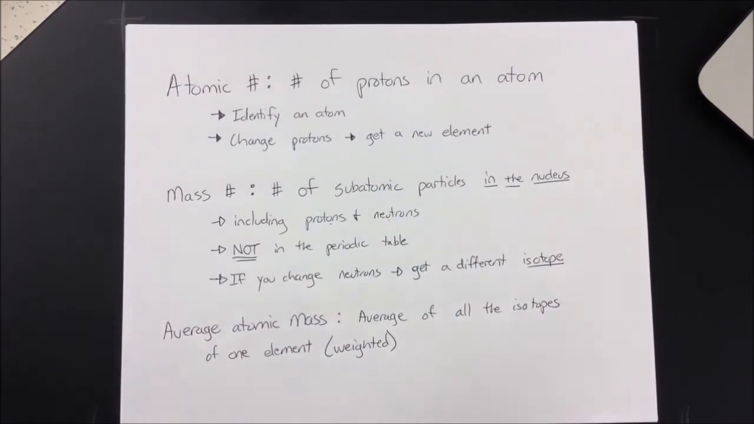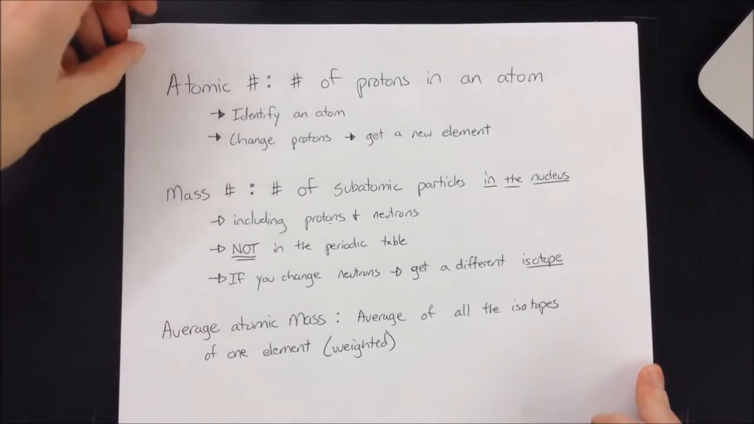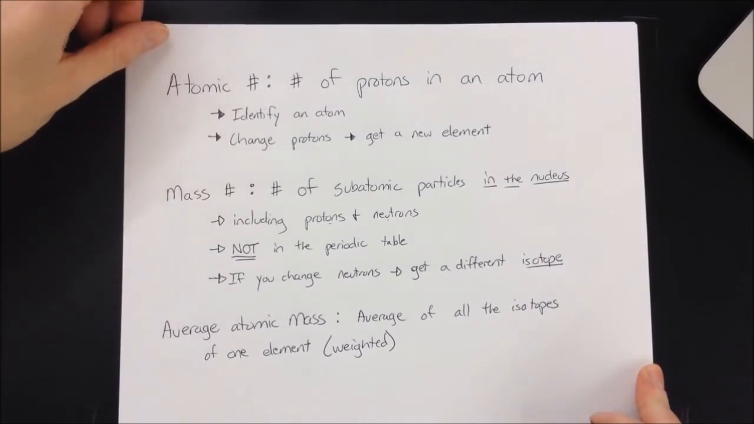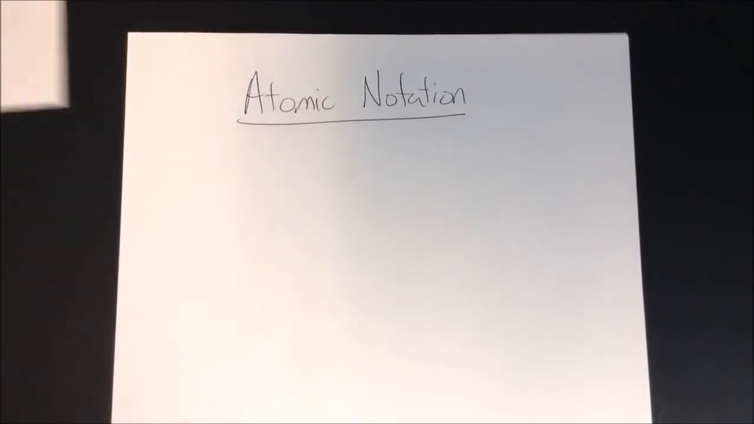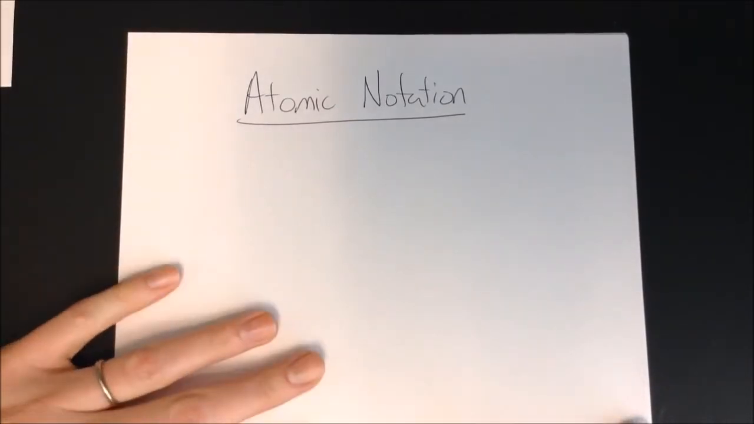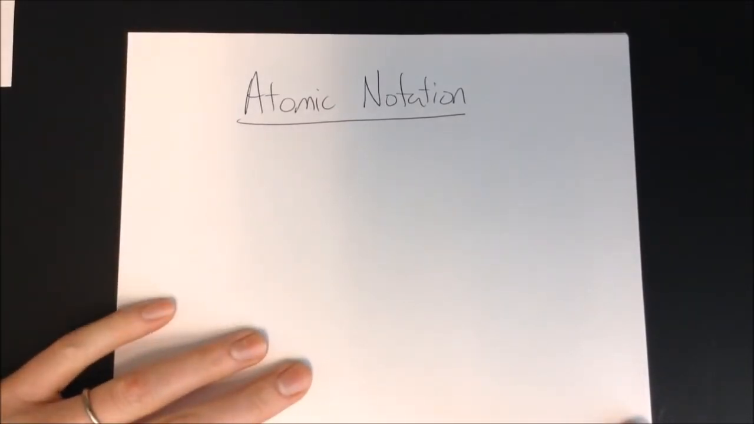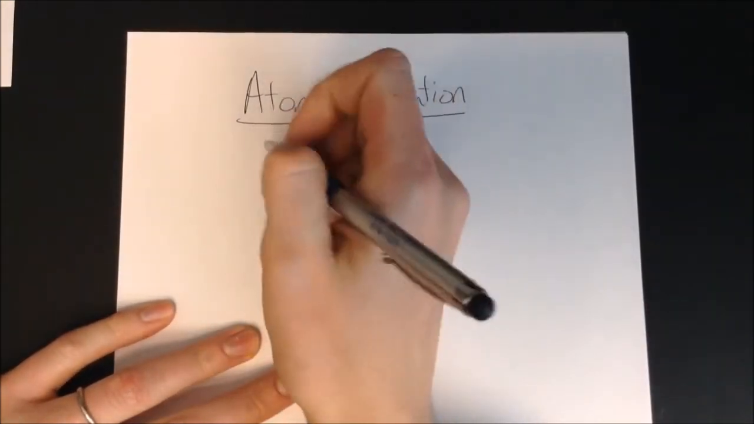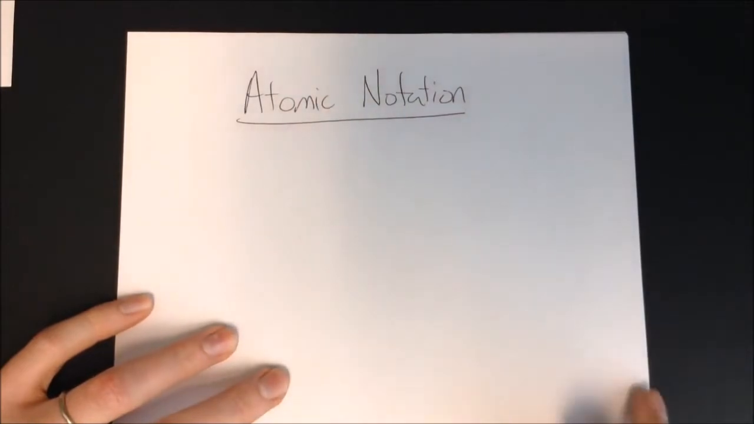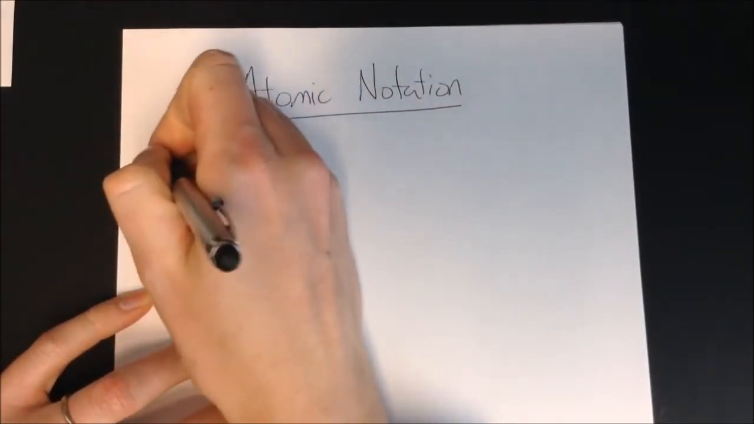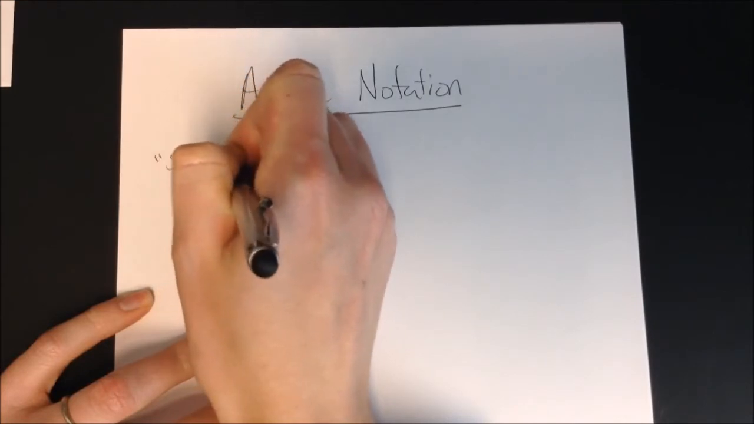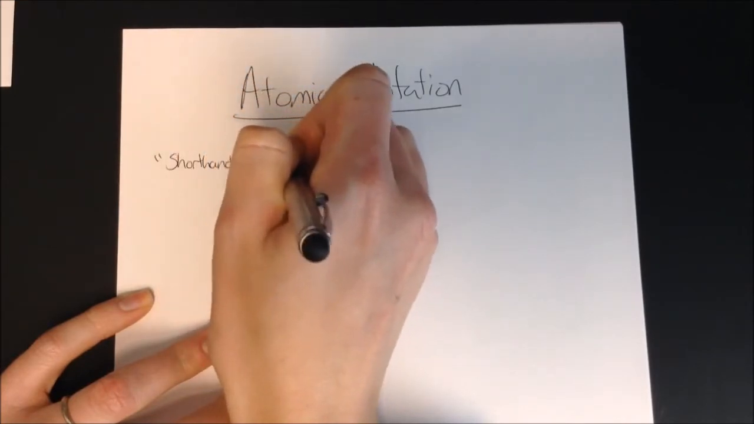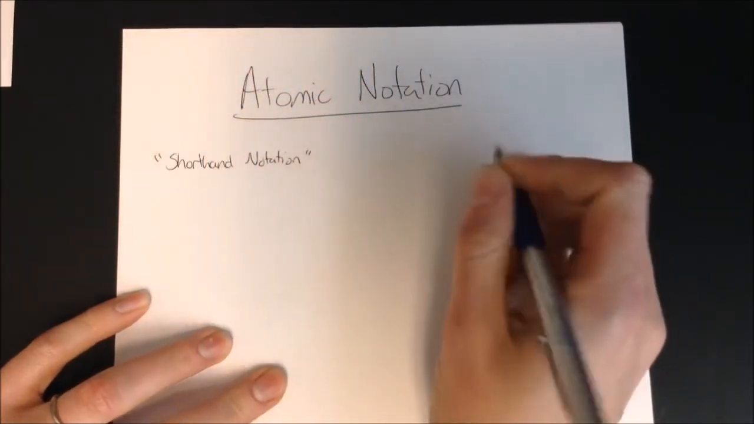So these are just some definitions to review: atomic number, mass number, and average atomic mass. We're going to talk in this video about atomic notation. That's different ways that you can write out the element, the particular element and isotope that you're talking about when you're talking about atoms. So I'm going to give these some random names here. This first one I'm going to call shorthand notation.